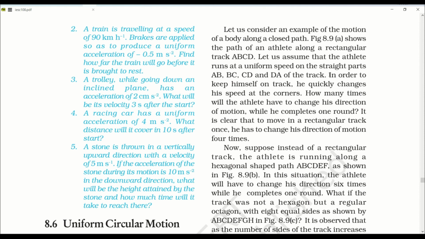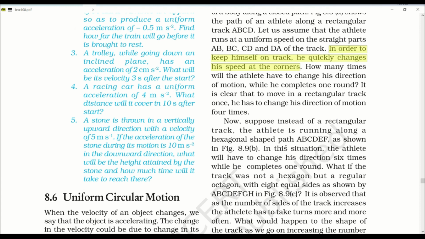So what does he do? Let us assume first that the athlete runs at the uniform speed on a straight path, but in order to keep himself on the track, he quickly changes the direction at the corners. So in the rectangle, he has to change direction at the 4 points A, B, C, D. How many times will the athlete have to change his direction of motion while he completes one round? It is clear that to move in a rectangular track, he has to change his direction of motion 4 times.